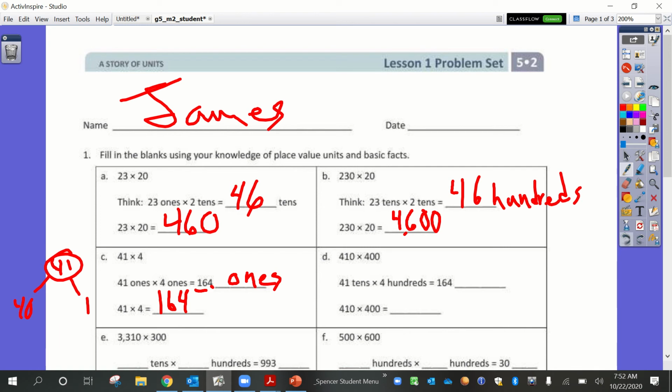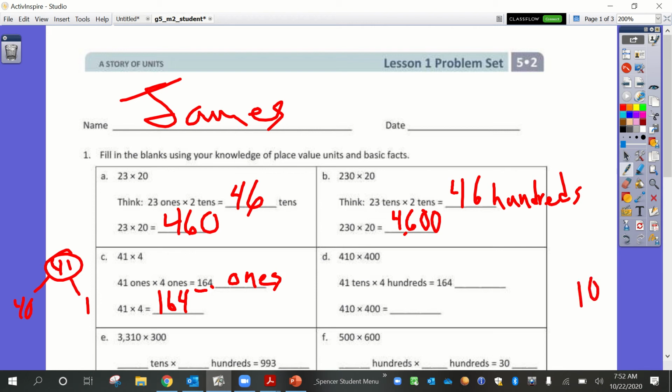All right, but this time over on D, they're going to make it a little bit more challenging for us by changing the units. We can just see they kind of just take off the zeros of the numbers and figure out what unit that would be in. 41 tens. And then 4, well, there's 2 zeros, so that's hundreds. So 41 tens times 4 hundreds.